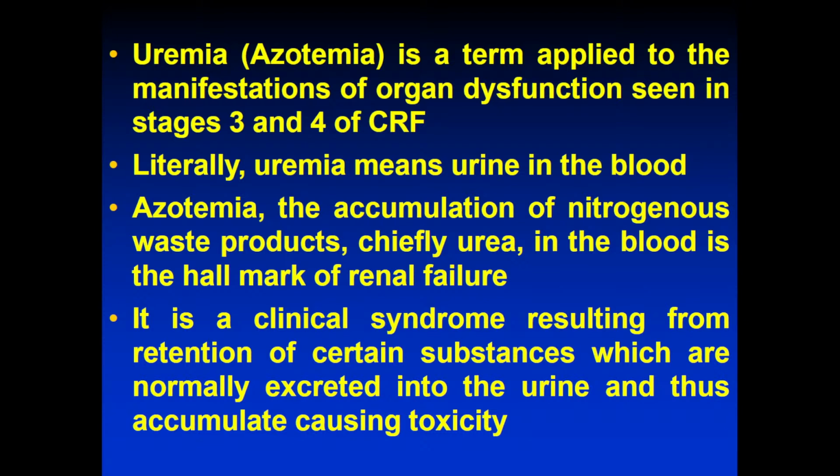Azotemia means the accumulation of nitrogenous waste products, predominantly urea, in the blood, and it is the hallmark of renal failure. It is a clinical syndrome resulting from retention of certain substances which are normally excreted into the urine and thus accumulate, causing toxicity.